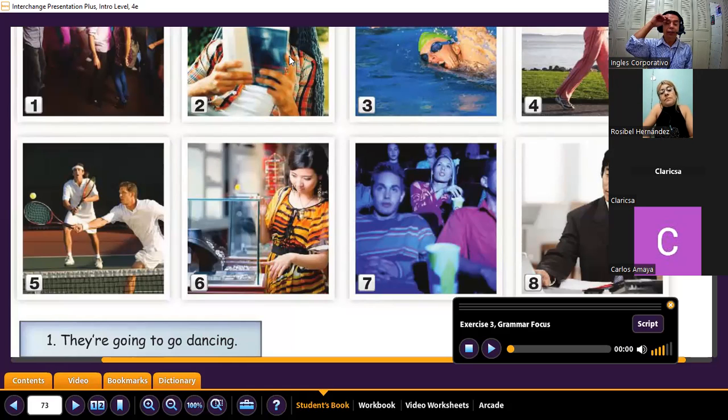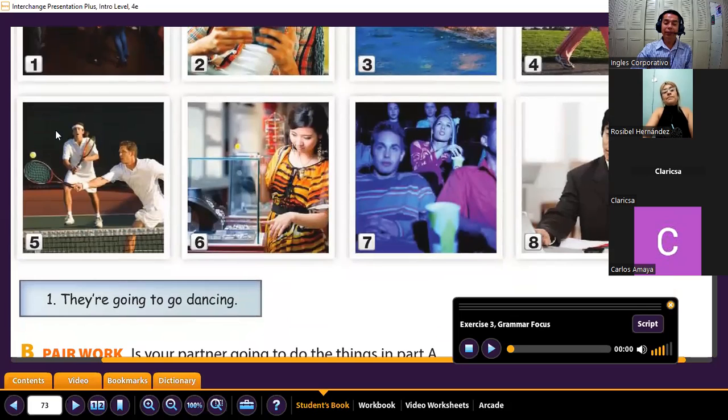Playing. What? Football, volleyball, tennis? Baseball? No. Yeah. Alcanza a ver la diapositiva, ¿verdad? Sí, yo creo que sí, pero tenis. Tenis.